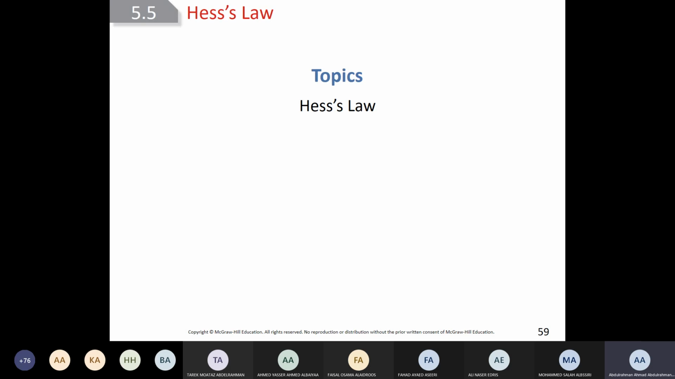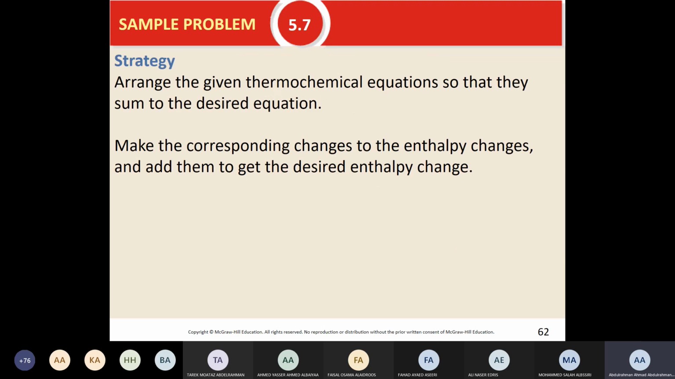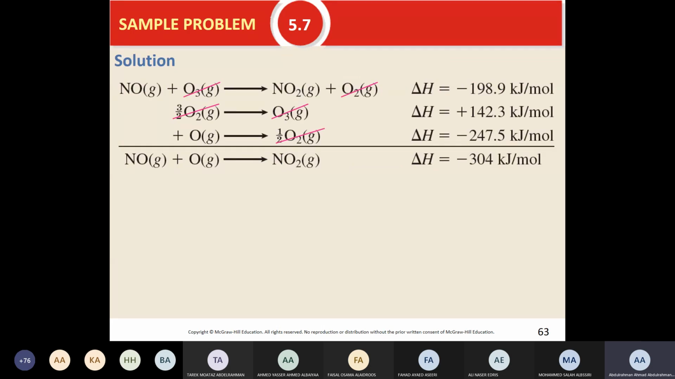Next, Hess's law. Very important law. I want you to know it and know it very well. It's called Hess's law. What's the meaning of Hess's law? If you have many reactions, like these reactions, look at these three reactions. Reaction 1, reaction 2, reaction 3. We have three reactions, and this is the heat of reaction 1, reaction 2, reaction 3. I want you to look carefully.